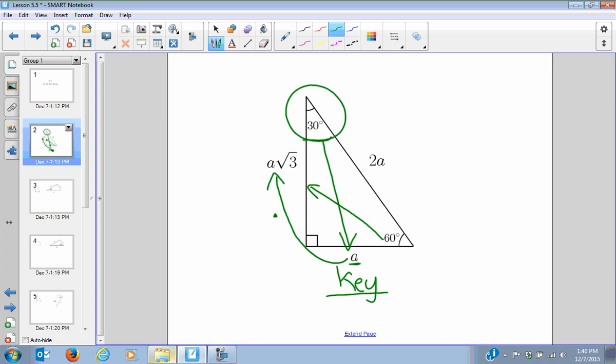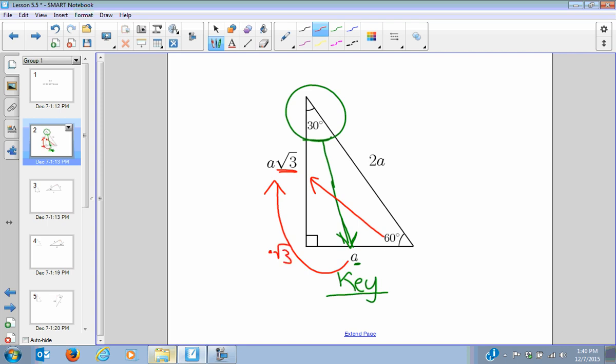In fact, here, let's do some different colors. So the key we'll keep in green. I'll try to keep that throughout this. Try to keep these colors the same. We'll do red for this. To get to this, you know this is 60. To go from here to here, again, just like the 45-45, you're going to multiply, but not by the square root of 2. If you notice, it's multiplied by the square root of 3.